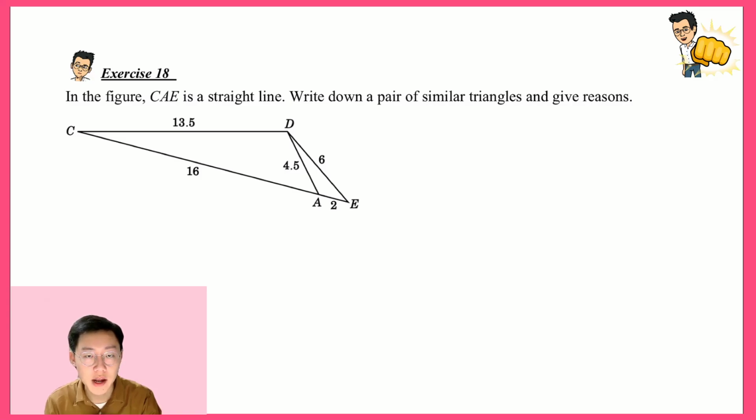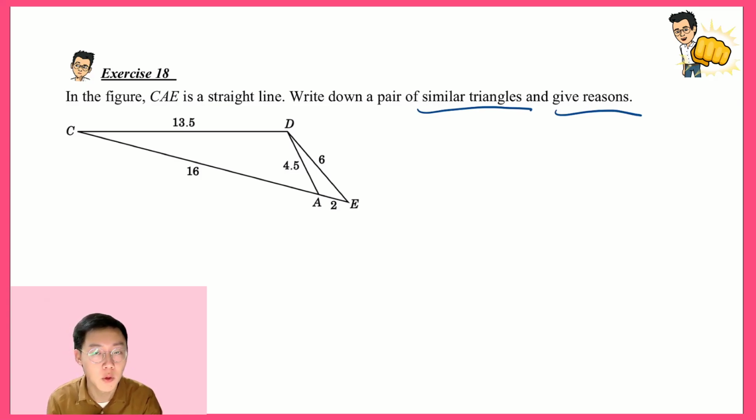Okay everyone, so now it's time for exercise 18. Here you can see for this question, it gives you the figures. First of all, it tells you that CAE is a straight line. And the question asks you to write down the pairs of similar triangles and also give the reasons.